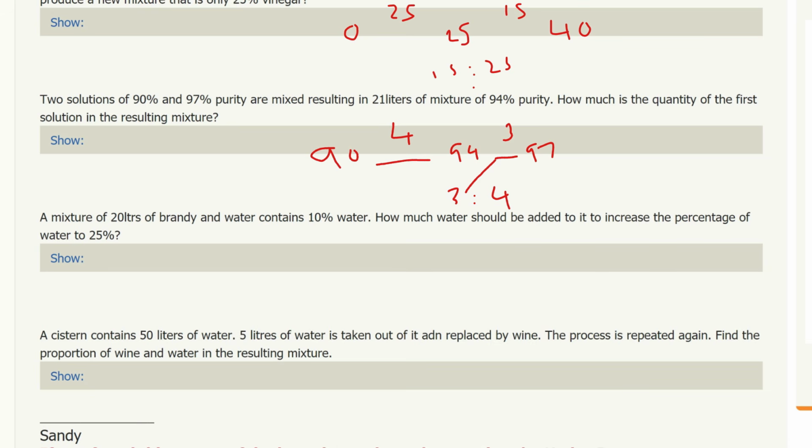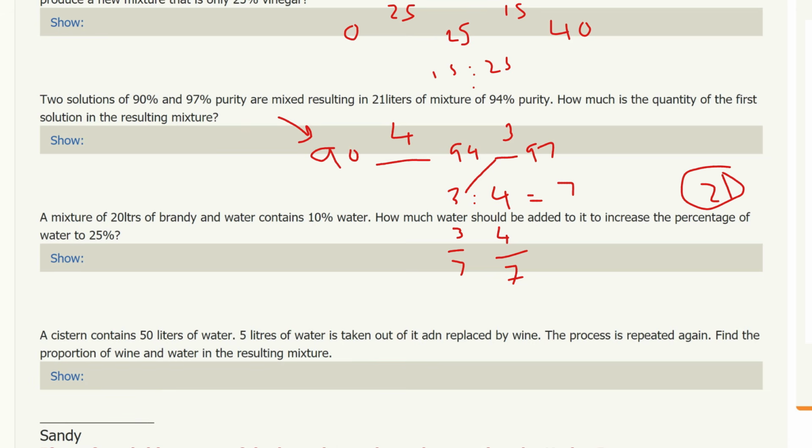We have 21 litres of the mixture. How much is the quantity of the first solution? So how much is the 90% side? So this is like my first question in the video. We have a total of 21. So how do we use a ratio when we know what the total is? We add up the ratio. So 3 and 4 add up to 7, meaning that the 90% side is 3/7 and the 97% side is 4/7. And the total is of course still 21.